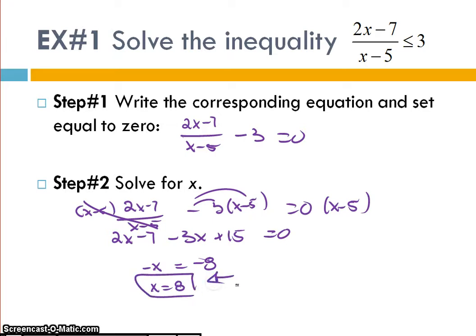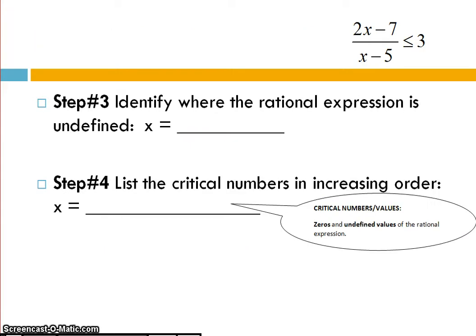So this is one of the critical values, and we're going to find other critical values. Where is the function undefined? If I take my denominator and set it equal to 0, when x equals 5, the expression is undefined. So all of my critical values are the zeros, which is when x equals 8, and also where it is undefined, at x equals 5. We're going to write these in a list of increasing order so that we can write our test intervals. So we have 5 and 8.